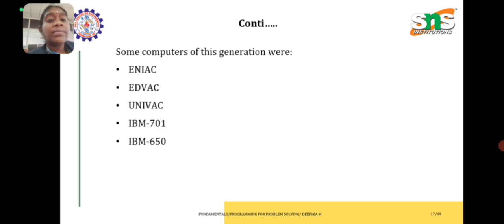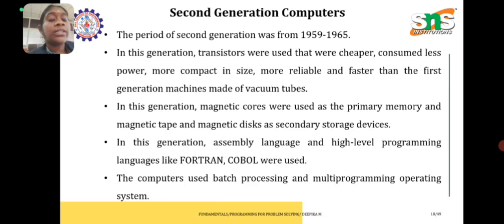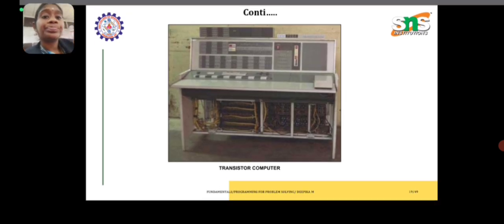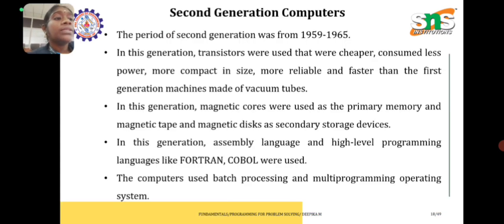These are the computer names: ENIAC, EDVAC, UNIVAC, IBM 701, IBM 650. These are the computer names of this generation. ENIAC stands for Electronic Numerical Integrator and Computer, like that all these computer names. Then second generation computers: the period of the second generation was, as I already said, 1959 to 1965.